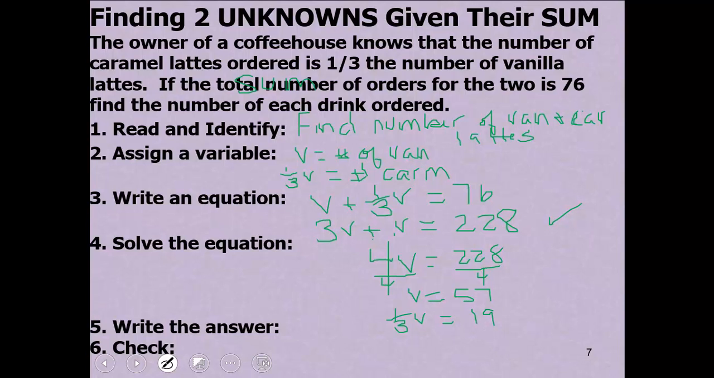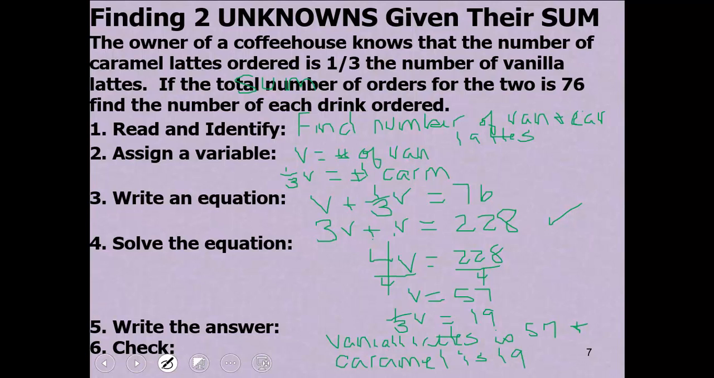So I have to write my answer. The answer is vanilla lattes is 57, and caramel is 19.